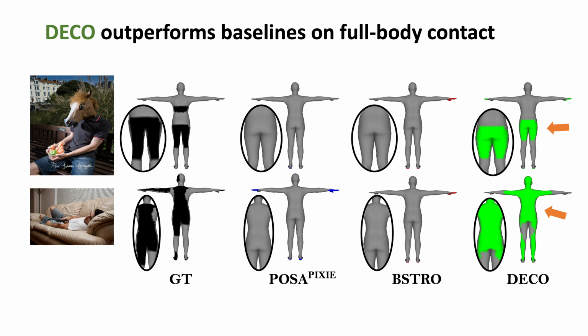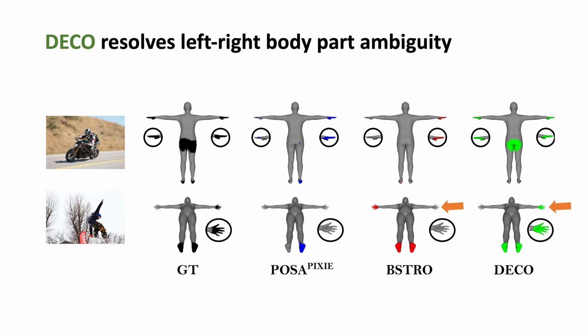Here, we show some challenging examples. Notice that DECO estimates accurate contact labels on body parts, such as the buttocks and back, while other methods fail. DECO also performs better than other methods in resolving the left-right ambiguity. See here the example of the hand in contact with the snowboard and motorbike.